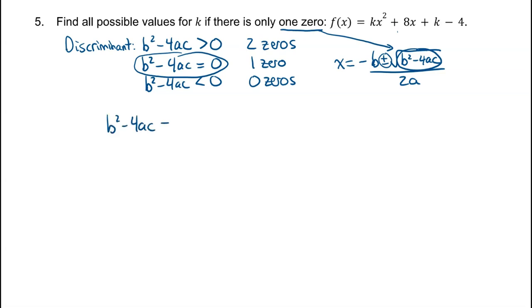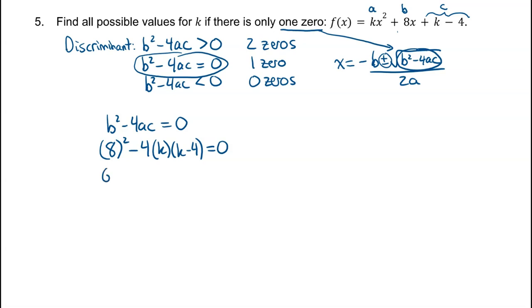We set that up first, and then we recognize what a, b, and c are. The a value is k, the value in front of the x squared term. The b value is 8, the value in front of the x term. And then the k minus 4 doesn't have any x with it, so that's the c value. So we sub those into the b squared minus 4ac, and we get 8 squared minus 4 times k, a was k, and c was k minus 4.